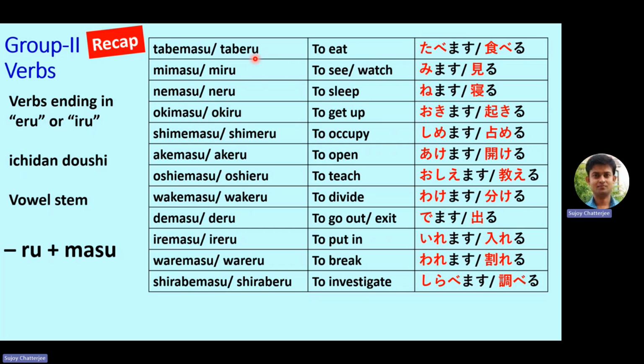So taberu becomes tabemas, miru becomes mimas, neru becomes nemas, okiru becomes okimas, shimeru becomes shimemas, akeru becomes akemas, wakeru becomes wakemas, wareru becomes waremas, shiraberu becomes shirabemas. So these are the meanings that are given here. You can pause and go through each of these meanings of these verbs. And also you can go through the hiragana and the kanji versions of these verbs.